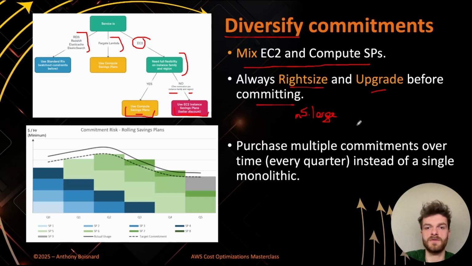To minimize the risk, you can also purchase multiple commitments over time, like every quarter. This is called rolling savings plans instead of a single monolithic one. So for example, here you have Q0, Q1, Q2, which are quarters, so every 3 months, and you can get here each savings plan. So this is savings plan 1, and you can see that this is a savings plan for 1 year only. So you can see that this one here will go down and will be over at Q4. And this allows us to directly follow the cost and usage.